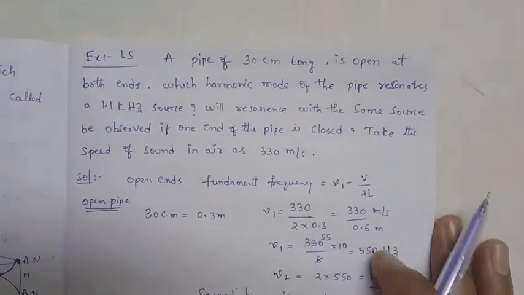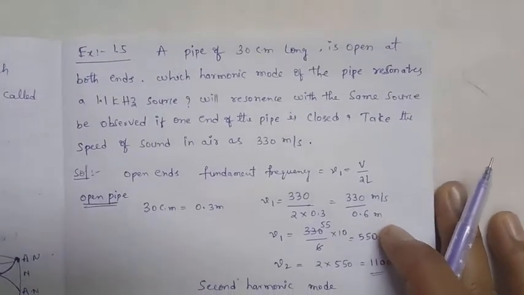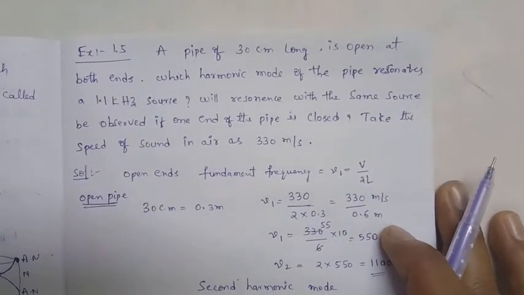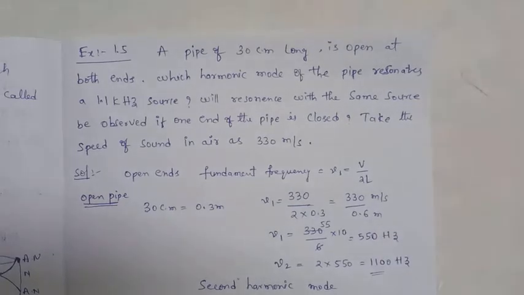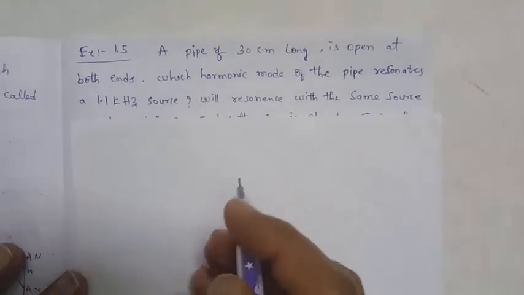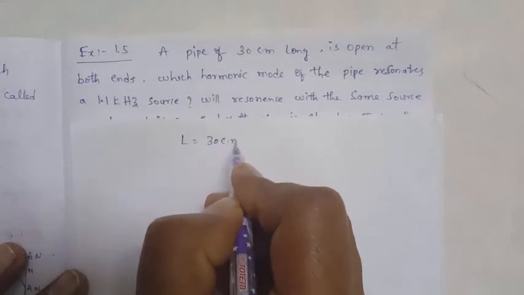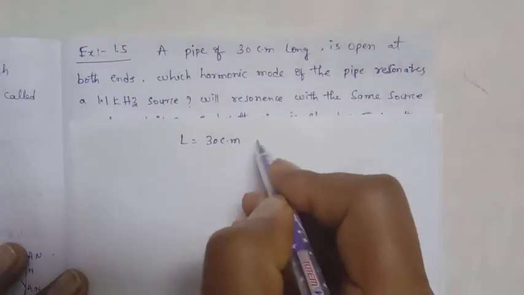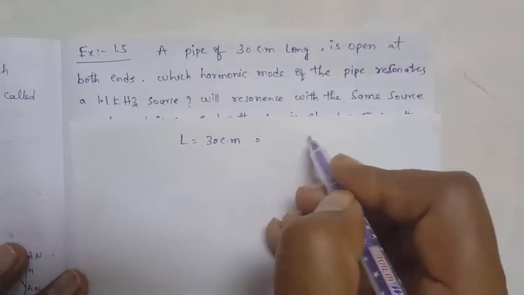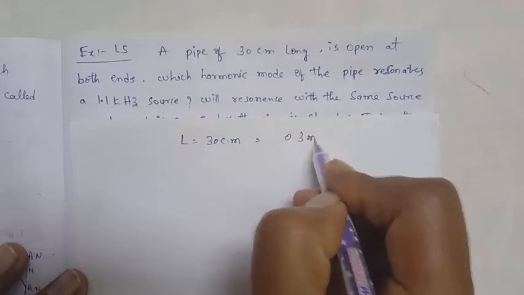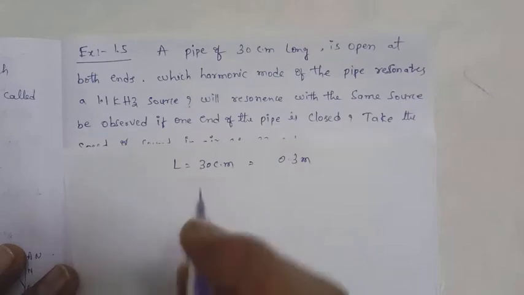A pipe of 30 centimeters long is open at both ends. That's why it is called an open organ pipe. Which harmonic mode of the pipe resonates at a 1.1 kilohertz source? So here what is given? The length of the pipe is given as 30 centimeters. That means how many meters? 0.3 meters.